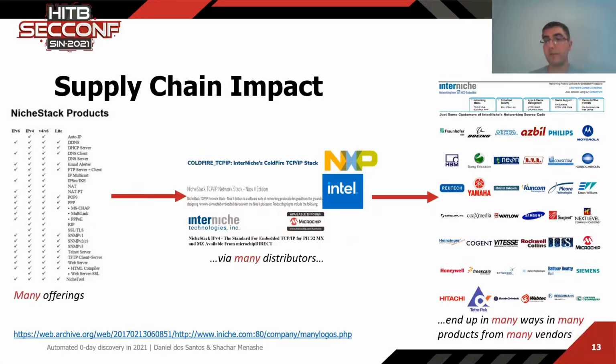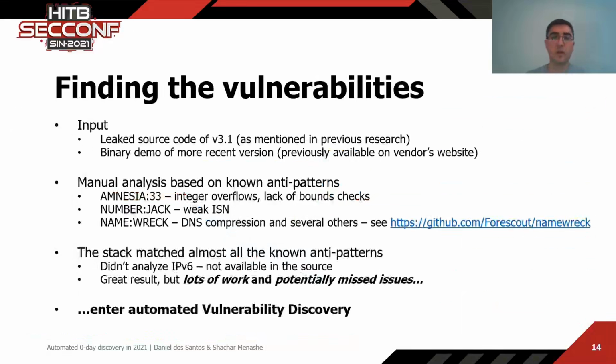So how did we actually find these vulnerabilities, right? We had two types of input. We had the leaked source code of a previous version called 3.1 that we mentioned was used in previous research by Ali Abbasi and others. We had a binary demo of a more recent version that was previously available on the vendor's website. It was taken down now, but it was publicly available at the time of this research.